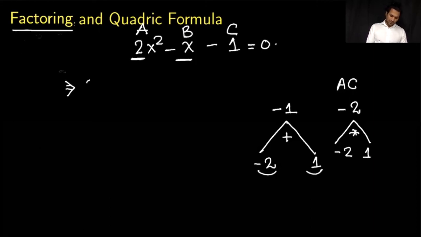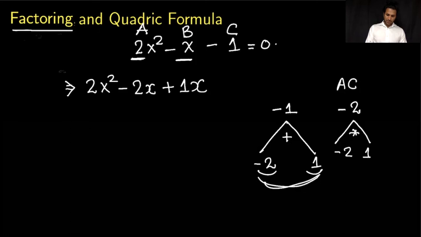So the next step of the calculation will be x squared. We will break the middle term into these two pieces which I just found. So it will be -2x plus 1x, because -1 can be written as -2 plus 1. So I break the -1 into two pieces, and then that C will be as it is. In the next step, we will group the first two terms and then the last two terms.